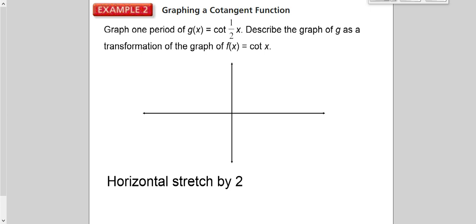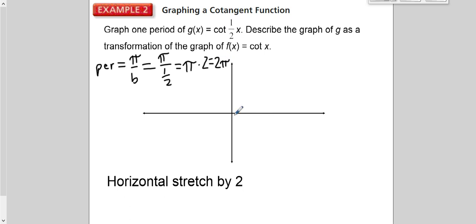All right, let's figure out the period. Period for tangent and cotangent is pi divided by b. It's a horizontal stretch, so we're going to stretch it out horizontally. Pi divided by b. b is 1/2. So dividing by 1/2 is the same as multiplying by its reciprocal. So it's 2 pi.